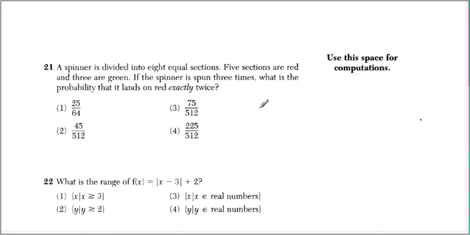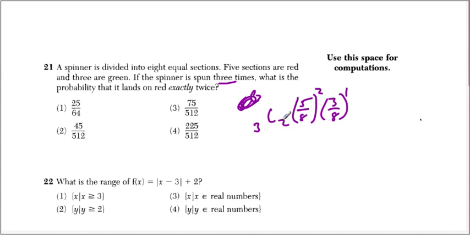Spinner divided in 8 sections. 5 sections are red, 3 are green. Spins drawn 3 times. Sorry. 3C2, we want 2. 5 are red, so that's 5 out of 8, right? So 2, 3 out of 8 to the 1. Type that in your calculator and you end up with 225.